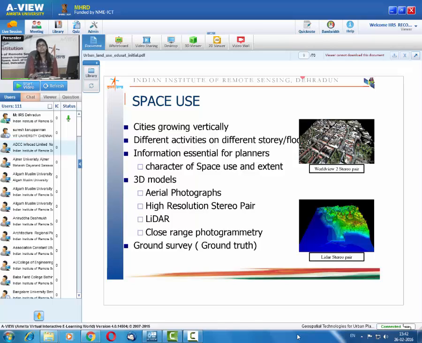So space use is important because today we are talking about redensification, we are talking about de-densification. Hence, the vertical dimension is becoming more and more important to us in analyzing the growth pattern of an area. And especially if we talk about the core city areas, because core city areas generally de-densify.